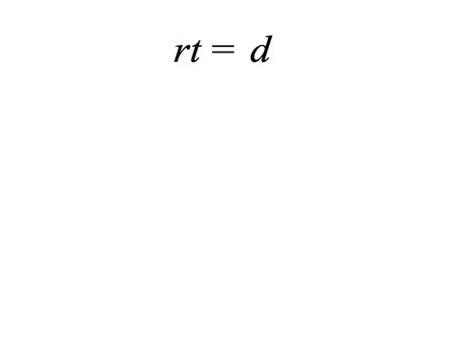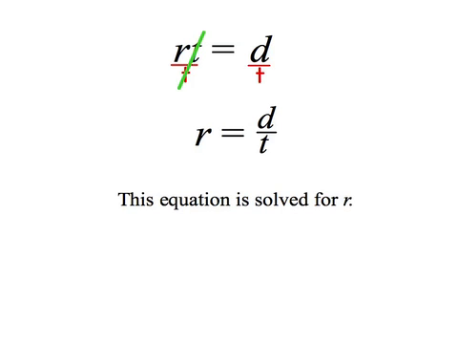Likewise, if we go back to the original equation and divide by T, we then get that the rate is equal to the distance divided by the time, or R equals D over T. Now the equation is solved for R.